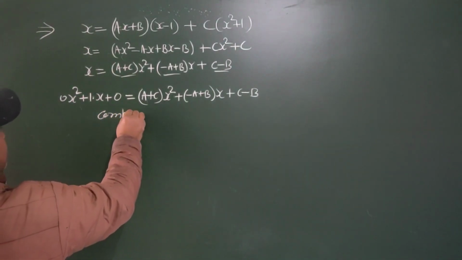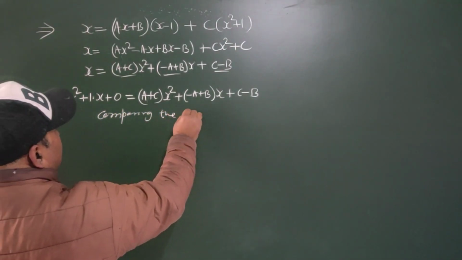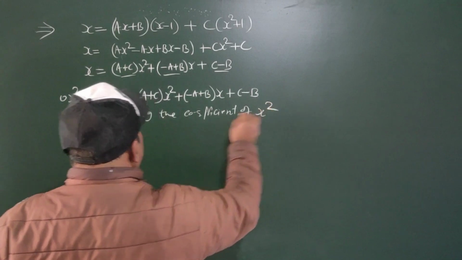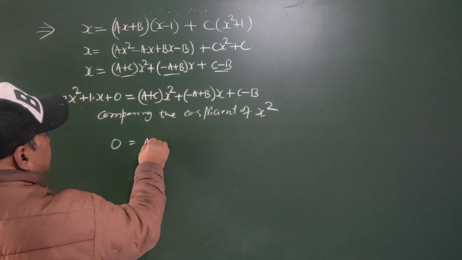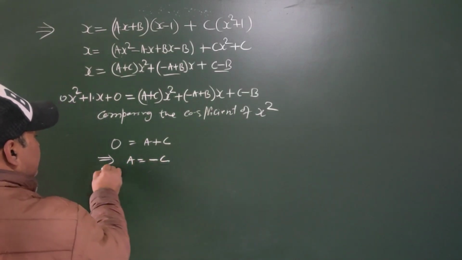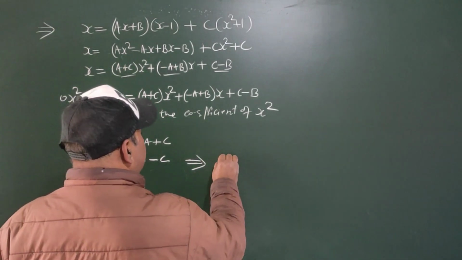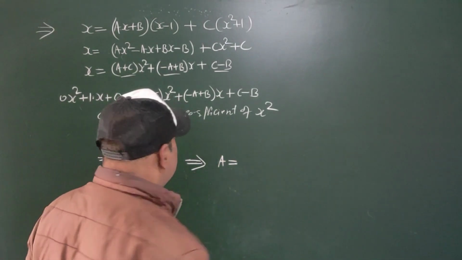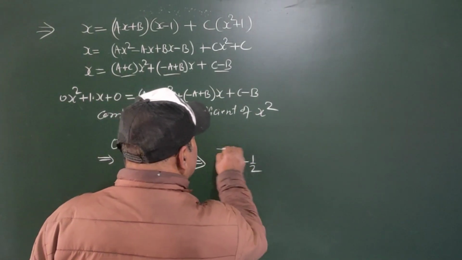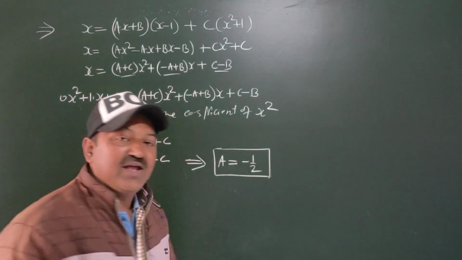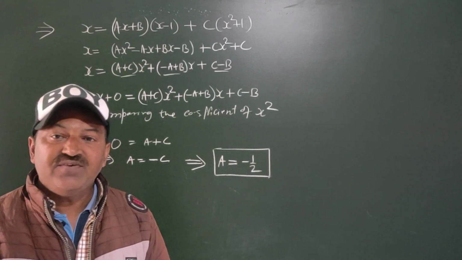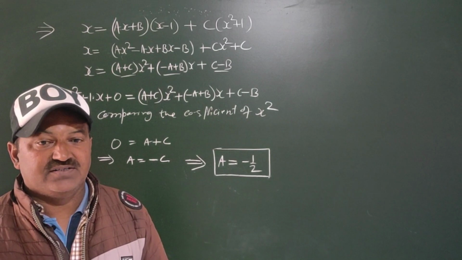Comparing the coefficient of x square, we get 0 is equal to a plus c. This implies a is equal to minus c. The value of c which we have calculated is 1 by 2. Hence the value of a becomes minus 1 by 2. This is the value of a by the method of comparing the coefficients. This is the only method to find the value of a in such type of partial fractions.